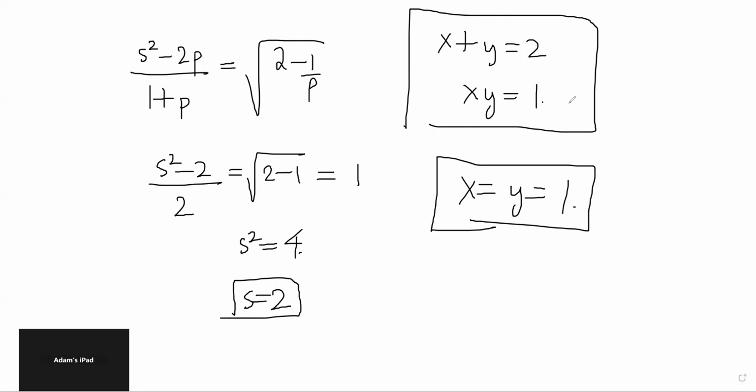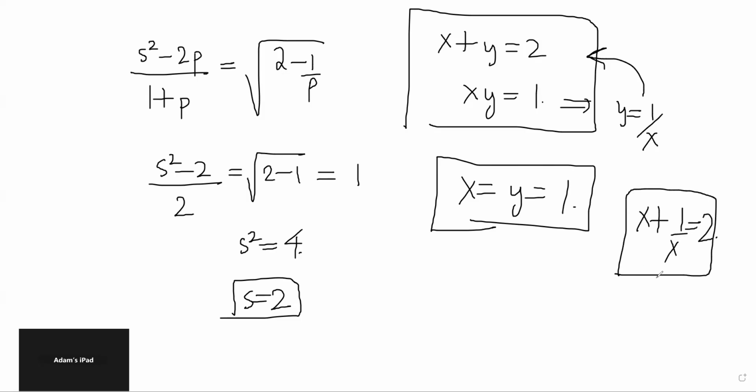If you need a proof of that, you can say y is equal to 1 by x here and put it in this equation. You'll get x plus 1 by x equals 2. The quadratic has only possible equal roots at 1.